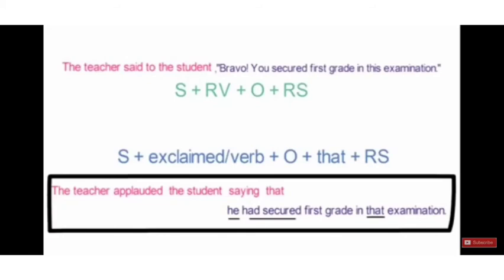Let's follow the structure and complete the sentence. Here the subject is the teacher, as the teacher is praising or applauding the student. So we can use the word applauded here. The object is the student. Saying will be added after the object, as we learned just now in our workflow in step 2. As we know the rule, we remove the word bravo and we remove the inverted commas and replace the word with the conjunction that.